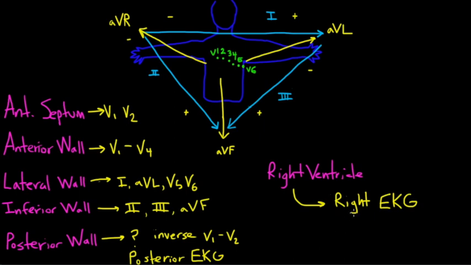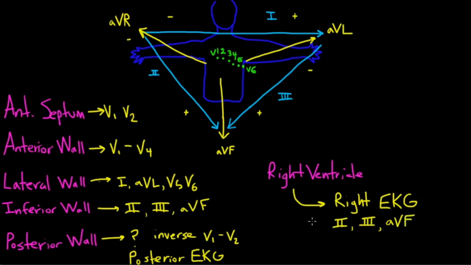But also remember the PDA, about 85% of the time, will come off the RCA. So most people are right dominant. So if someone's having RV involvement or RV infarction, you're likely to also see changes in those inferior leads, 2, 3, and AVF.